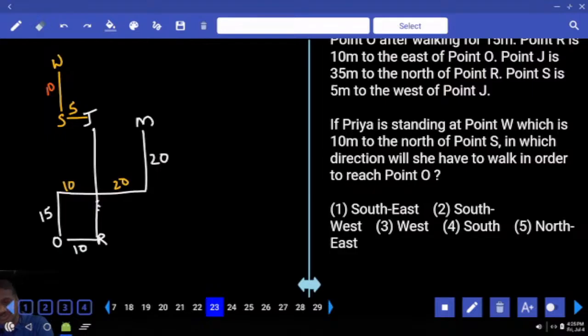Now first towards south, then towards west, so south-west, because this is 5 and this is 10. Now southwest, choice 2, question 23.